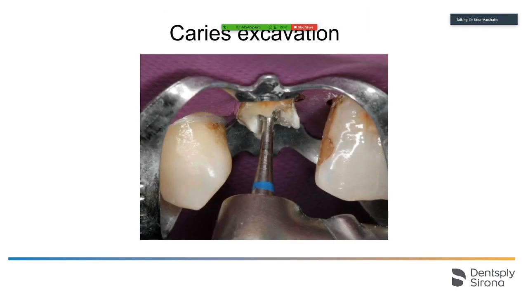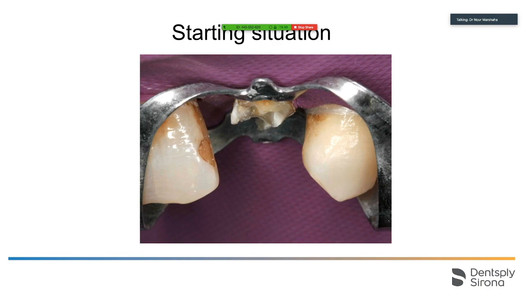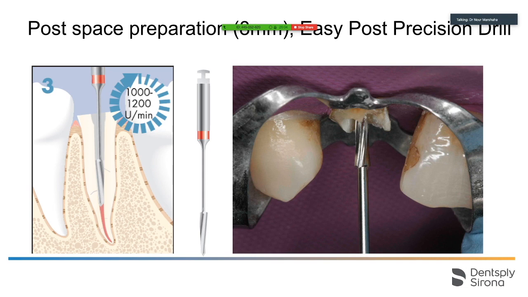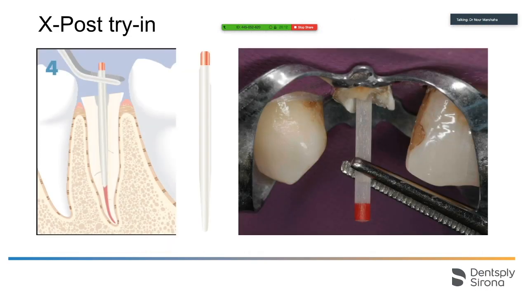Okay, we can see the work sequence of the procedure for the post: caries excavation, and then start. When you remove all the caries, you can remove the root canal filling by piezo drill, and as I told you, you can keep the remaining gutta-percha 5 millimeters of the apical seal. Post space preparation with the precision drill, on a low speed, as per your size of the post. Then try the post, do the try-in for the post.